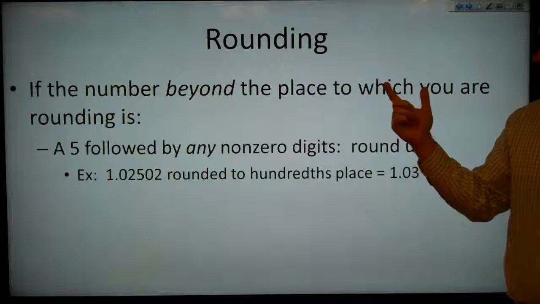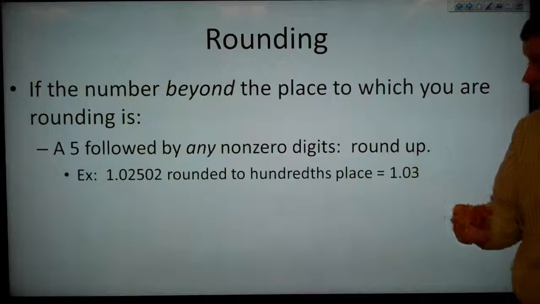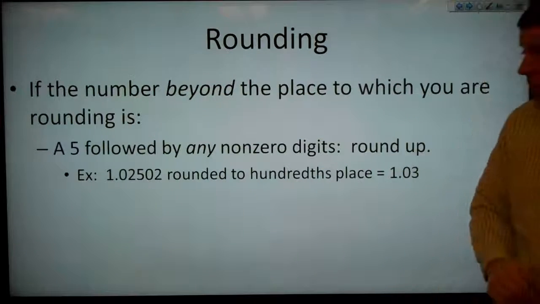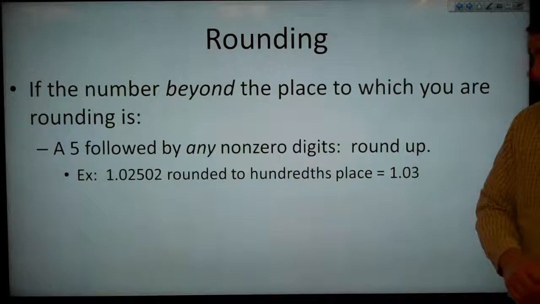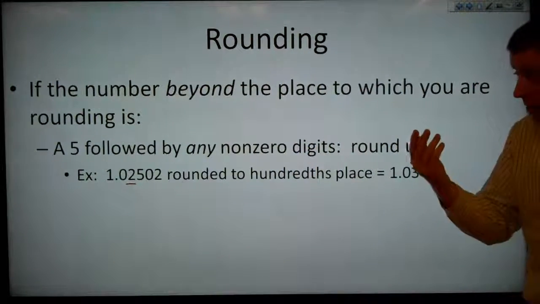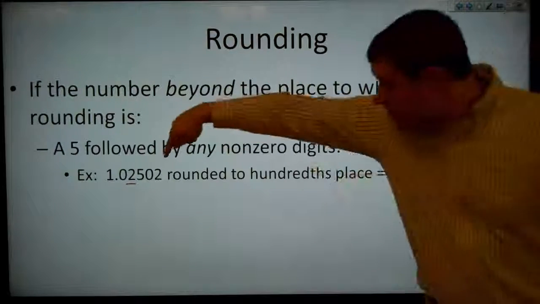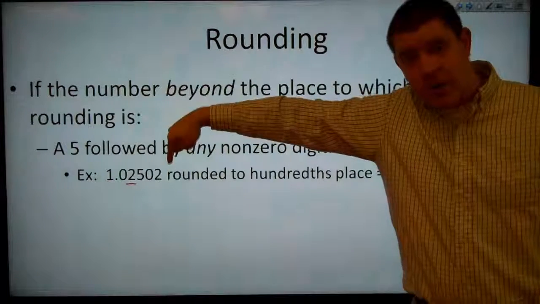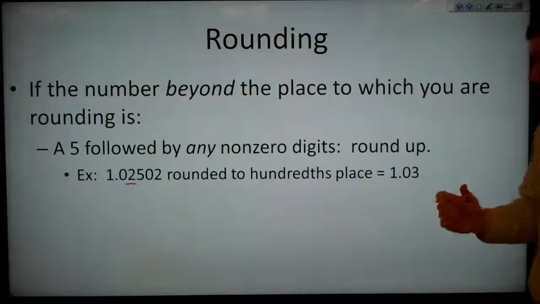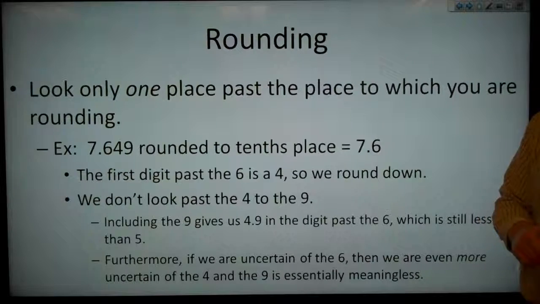If, however, the number beyond the place to which you are rounding is a 5, followed by any non-zero digits, then you round up. So if you have 1.02502 rounded to the 100th place, so that's this place there, we round up because we have a 5 followed by some non-zero digits. We do have a 0 here, but then we have another non-zero digit, that 2. So this is treated as higher than 5, so we're rounding up here. So this is 1.03.